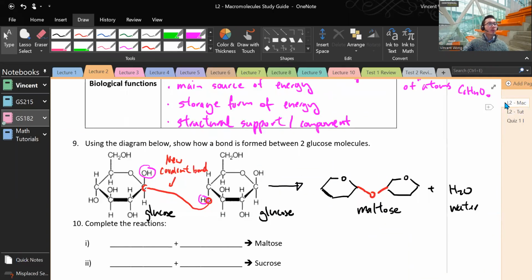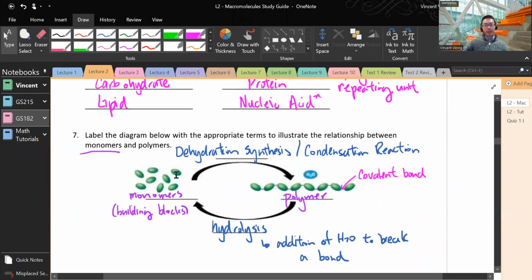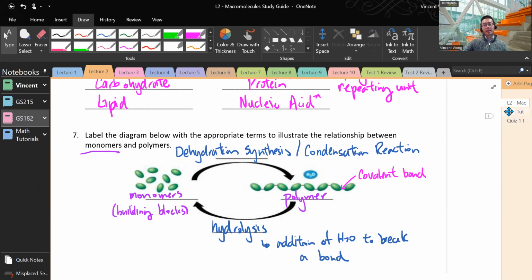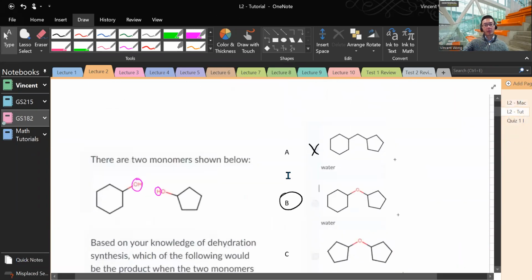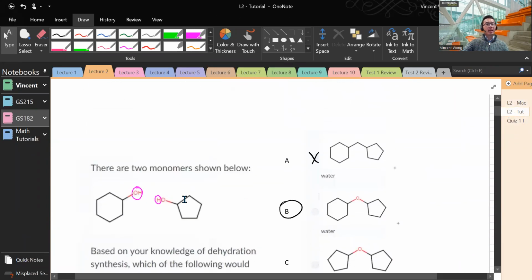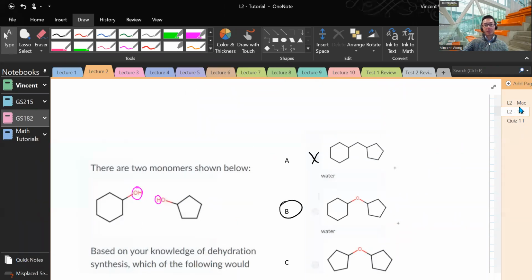Why do you remove the OH and the H? Because remember over here, in order to connect the monomers together, we need to do dehydration synthesis. And the meaning of dehydration synthesis is you dehydrate a molecule, you remove a water molecule from it. So to get that water molecule, you need the OH and you also need the H. Hope that answers your question, Arthur.